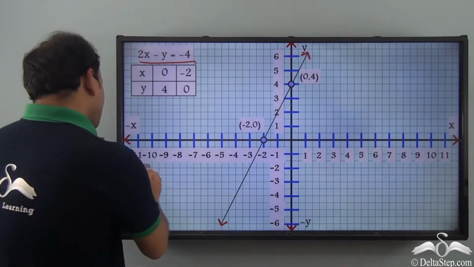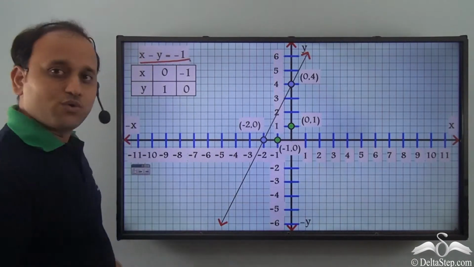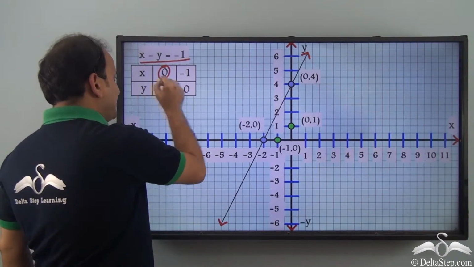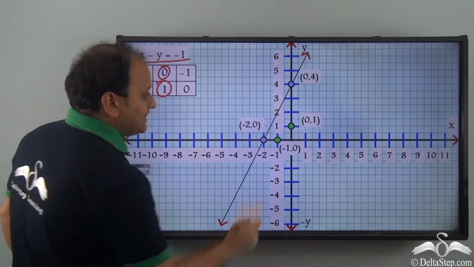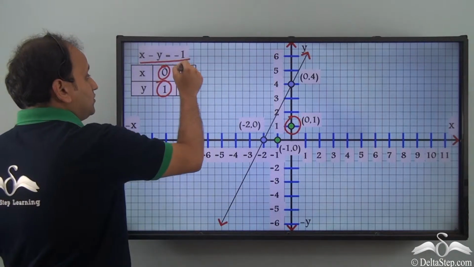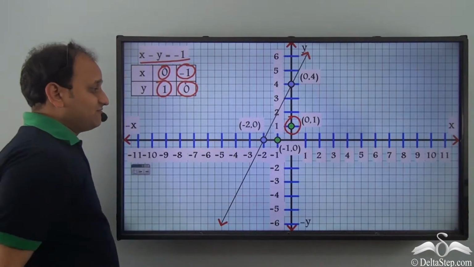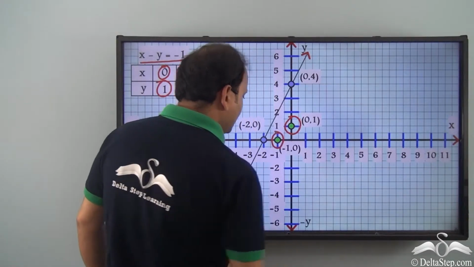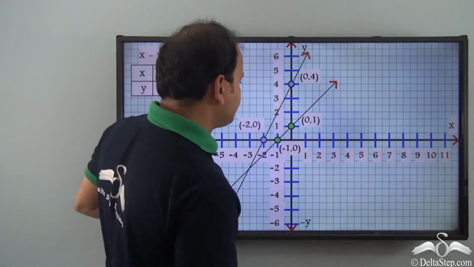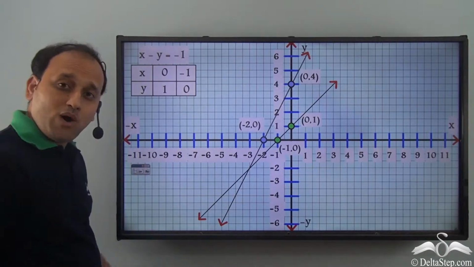Now let's go to the next equation, x minus y equal to minus 1. Now here we have x is 0, y is 1. If we take that, we'll get this particular point, that is the y-intercept. Now when x is minus 1, y is 0. So in this case, we get the x-intercept here. Now when we join these two, then we have this particular line here, which represents x minus y equal to minus 1.